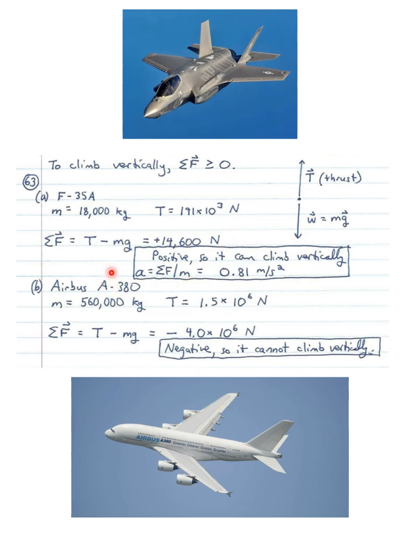To solve for acceleration, you do the sum of the forces divided by the mass, and you get 0.81 meters per second squared. So this plane is capable of accelerating straight up at 0.81 meters per second squared. We can do the same with the Airbus jetliner, and you can see the numbers that I've plugged in. The sum of the forces, thrust minus weight, is negative 4.0 times 10 to the 6 newtons, which means it cannot climb vertically because the weight of the plane is greater than the thrust that its engines can provide.